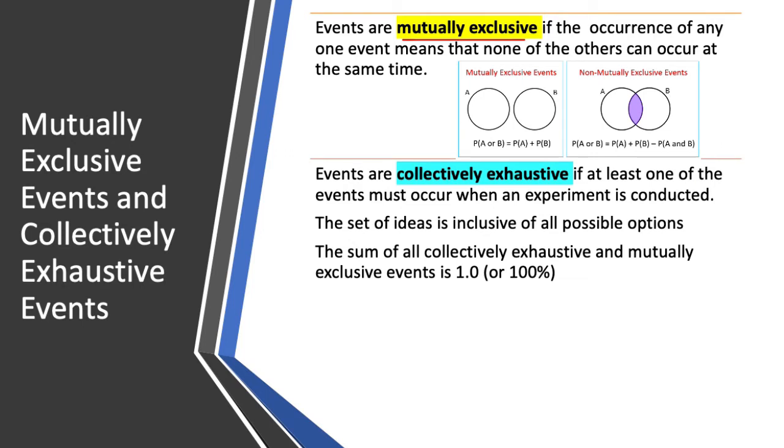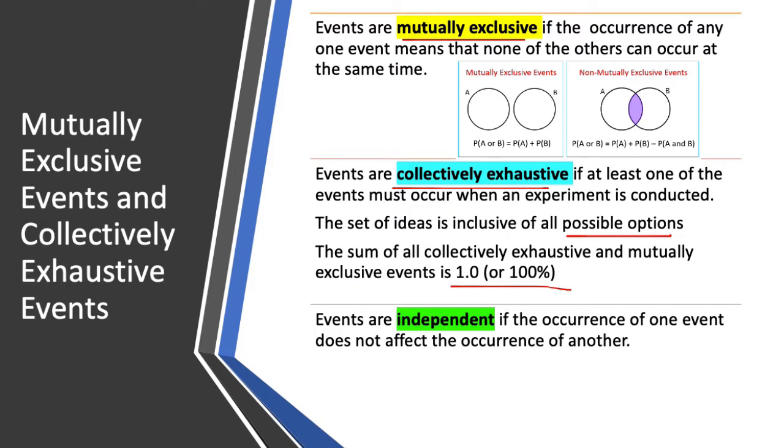The next definition is collectively exhaustive. Events are collectively exhaustive if at least one event occurs when an experiment is conducted. Basically, every time you toss a coin, you're going to see at least one of the events: you're going to see either heads or tails. If you toss a coin in an earth setting and the coin comes back down, you're going to get an idea of whether it's heads or tails. It's impossible for you not to see an outcome. So the set of events is inclusive of all possible options. The sum of all collectively exhaustive and mutually exclusive events is equal to 100%.